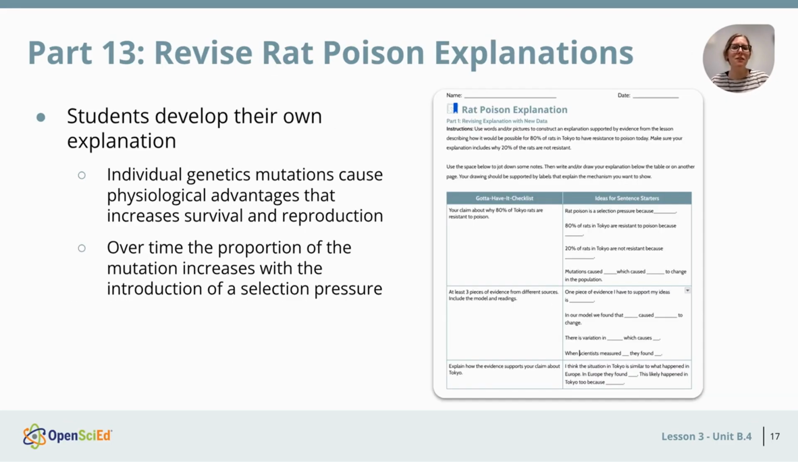Part 13, students are going to revise their rat poison explanation. This is the time for students to develop their own explanation, make meaning of the evidence that they've gathered throughout this lesson. Some big ideas that students would include in their explanation: that individual genetic mutations cause those physiological advantages. Again, those mutations were there first before the selection pressure. And that over time, the proportion of the mutation is increasing. The ones that are resistant survive, they reproduce more. And so that is one of the reasons why that proportion is going to be increasing.